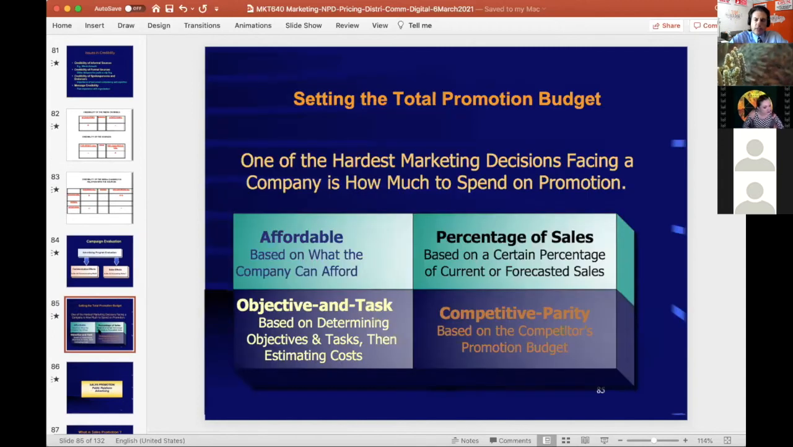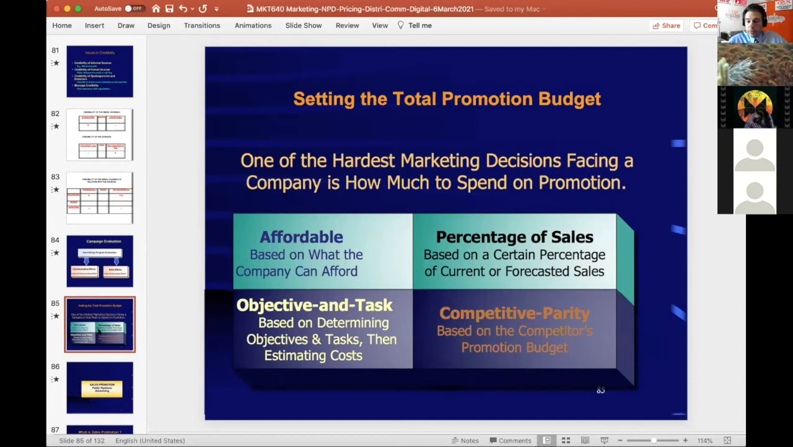Now, what about your communication budget? Affordable, what I can spend, is a percentage of sales. You want to increase your sales by 10%, you increase your budget by 10%. Objective and task: you have all the objectives that you want to achieve, and based on this number of objectives, you're going to have communication programs created in order to achieve those objectives. Obviously, that one is the more complex and more expensive.